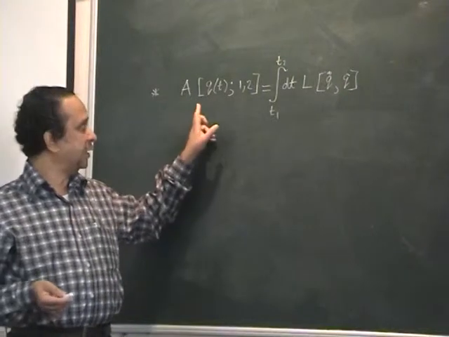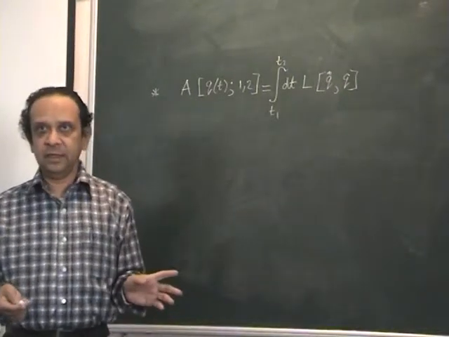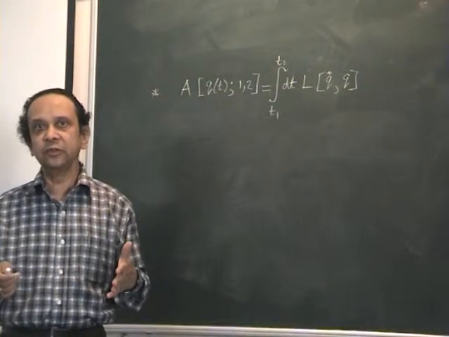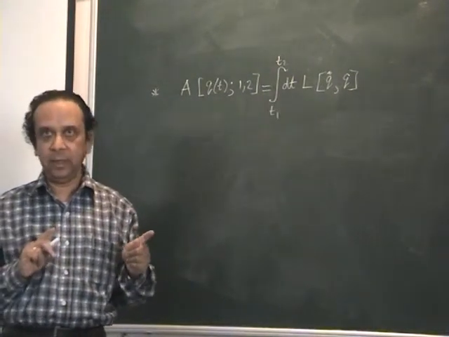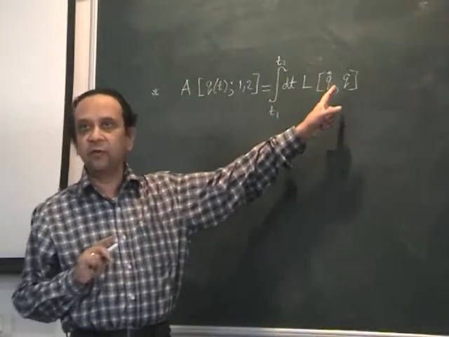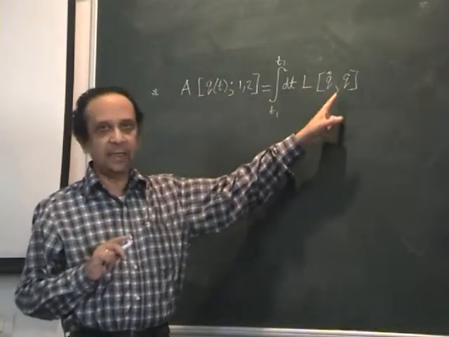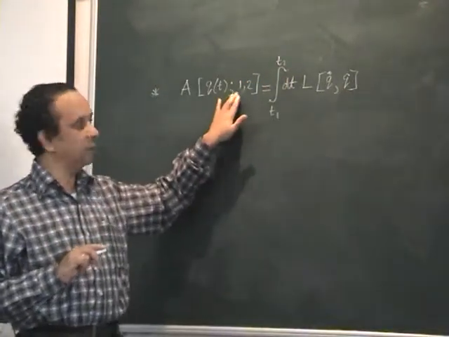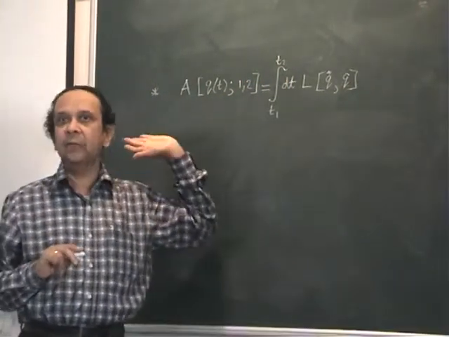Further, the action I said is a functional of q of t. Let us recall the definition of a functional. A functional is a rule which allows you to find a number given a function. So if I give some function q of t, and the Lagrangian, then you can integrate this quantity from t1 to t2. It will of course depend on this, and then you will get a number.